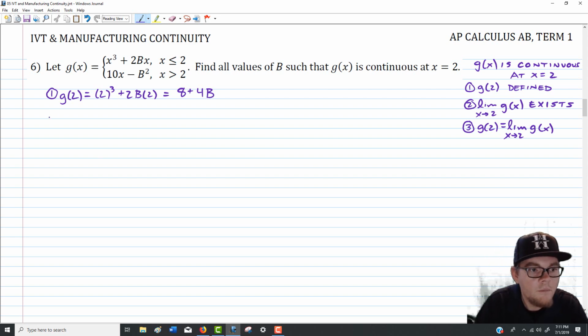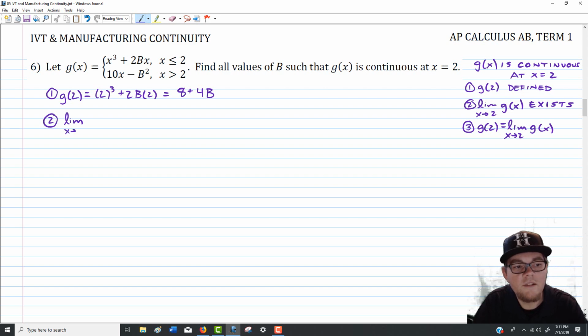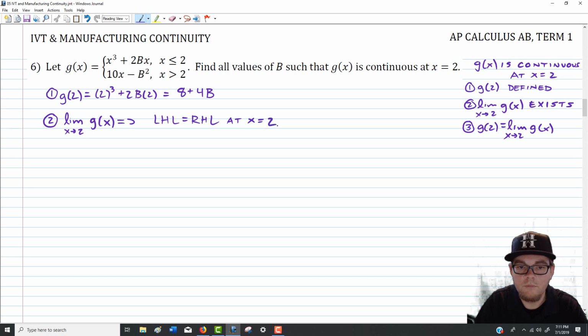Our second step, we're curious about the limit as x approaches 2 of g of x. Now for this case, we have a piecewise function whose boundary is at x equals 2. So we're curious about whether or not those two pieces are coming together. So in here, that means what we need to check is we need to make sure that the left-hand limit is equal to the right-hand limit at, of course, the boundary, x equals 2.